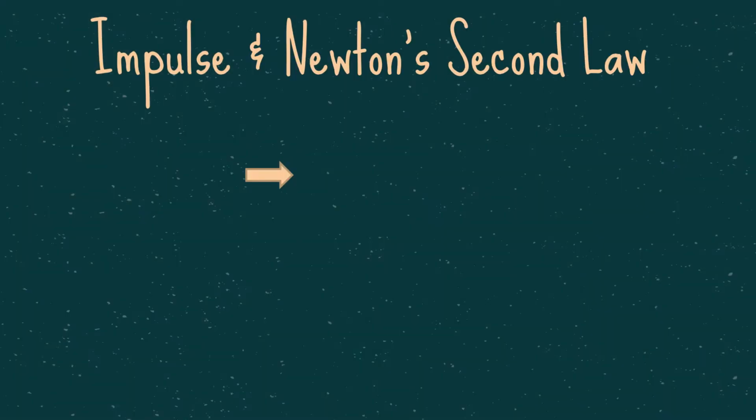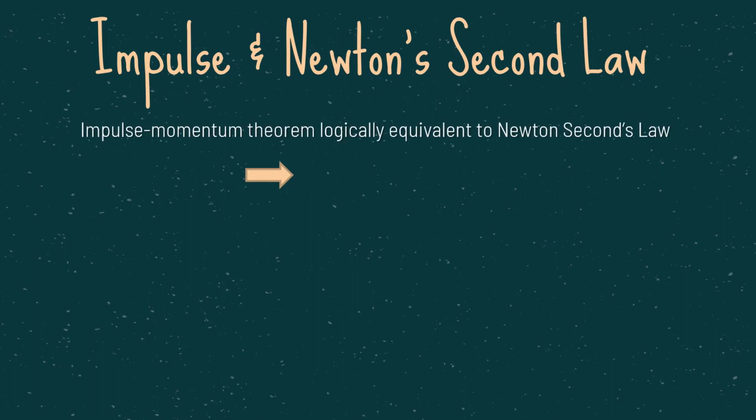Next, we move to impulse and Newton's second law. The impulse momentum theorem is logically equivalent to Newton's second law of motion, which is the force law. When Newton's second law is expressed in terms of momentum, since P is equal to mv, mass is assumed to be constant. F equal to ma is actually derived from the equation F equal to P over T.